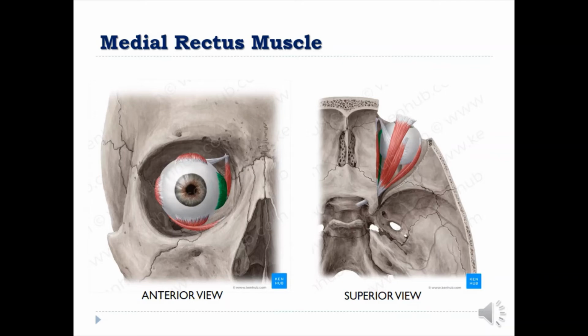On this slide you can see the medial rectus muscle. This is the medial rectus in green color, and you can easily see it running parallel to the medial wall. This is the medial wall, this is the lateral wall. You cannot see the roof because the roof is taken out. That is why you can see the levator palpebrae superioris, and below the LPS is the superior rectus muscle.